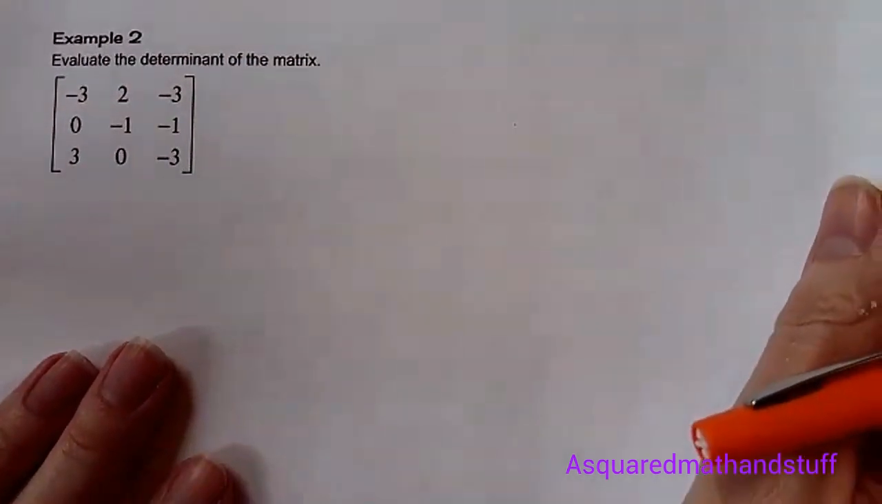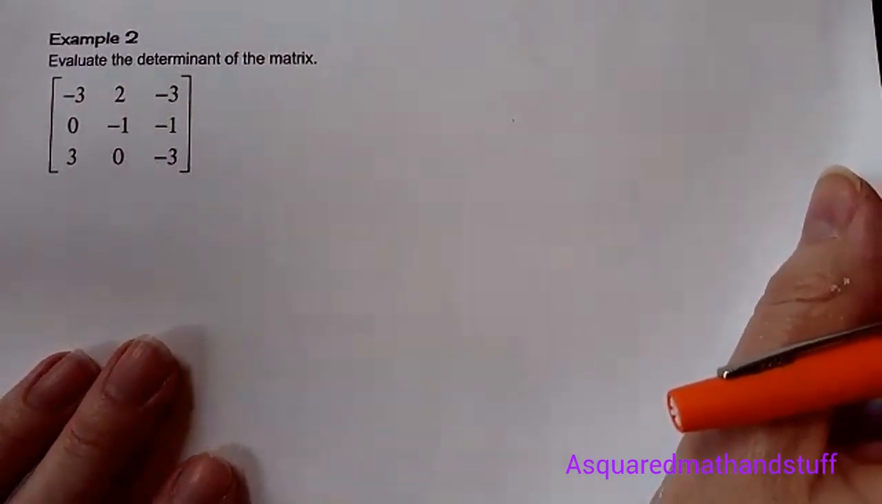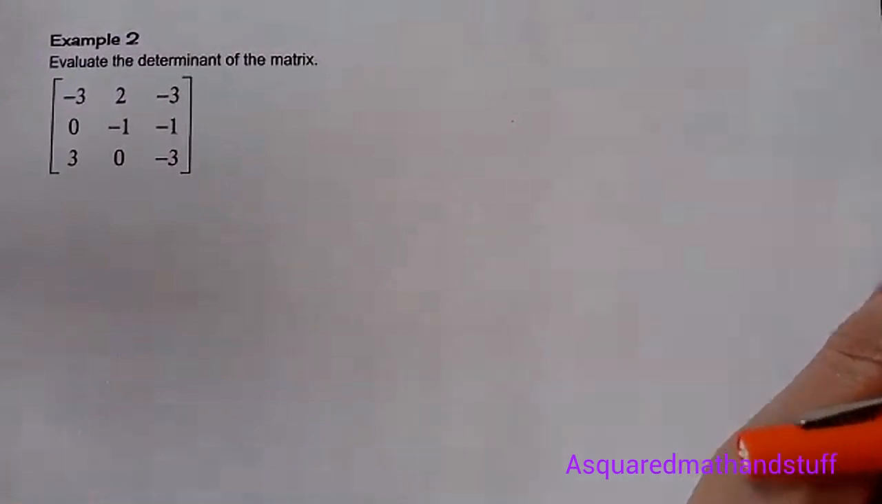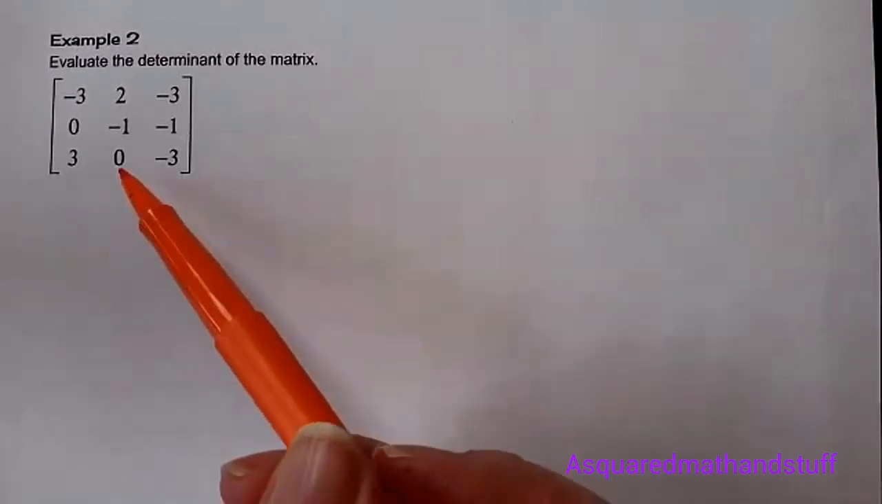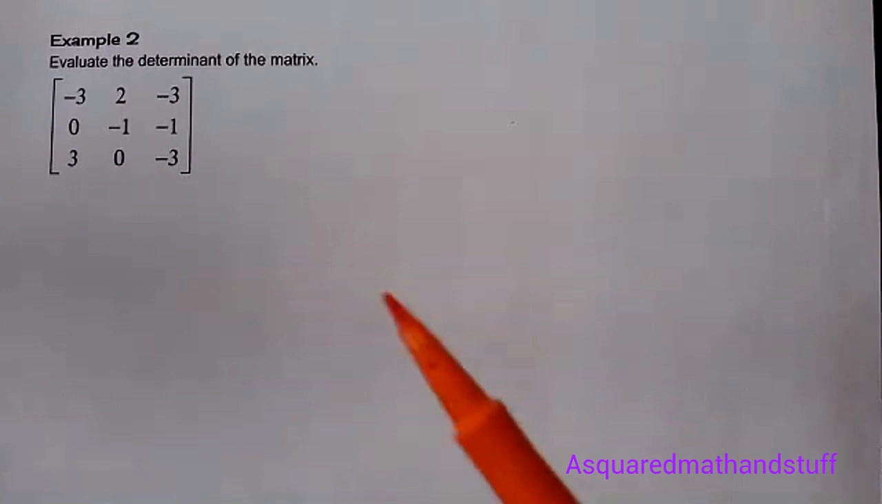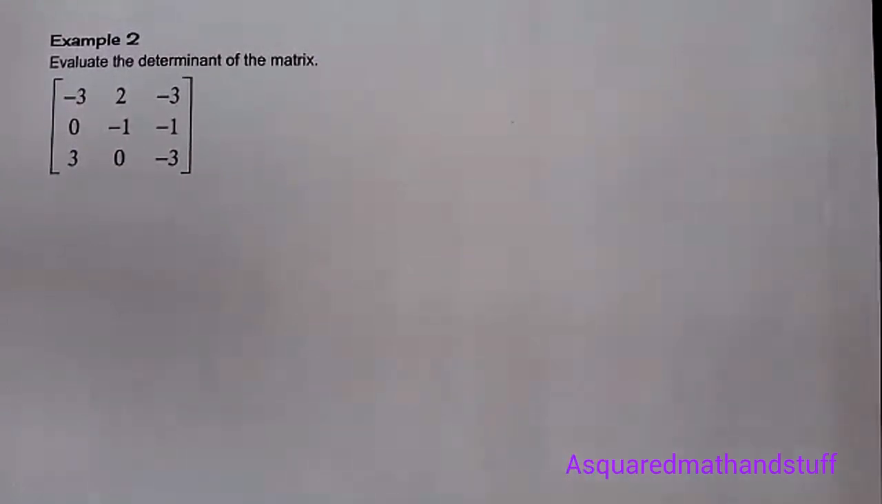In this example, we have zeros. Anytime you have a zero, pick the row or the column that has the most zeros in it, because we're going to end up multiplying by a zero. And anything that's multiplied by zero turns to zero, and then our life is a little bit easier, right? So let's do that.